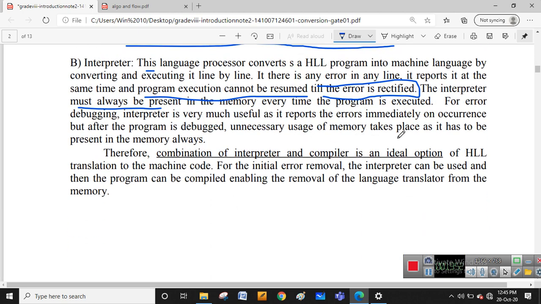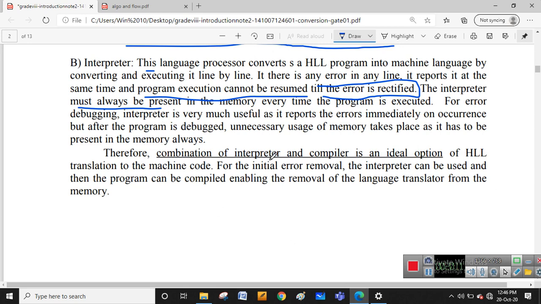So unnecessary usage of memory, unnecessary time or a lot of time will be consumed in the case of the interpreter. That's why the modern programming languages are all coming with the help of an interpreter only. Earlier programming languages were done with the help of the compiler. So all the modern programming languages are using an interpreter only.